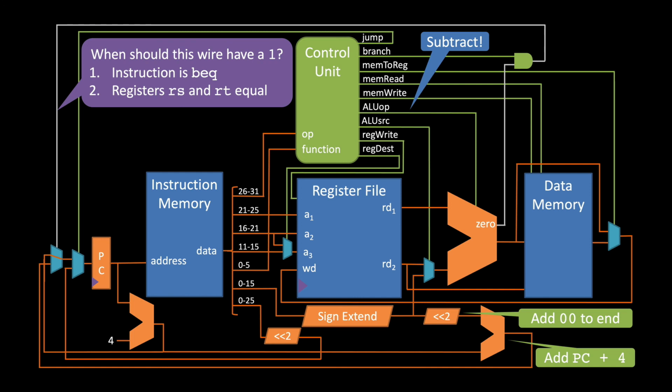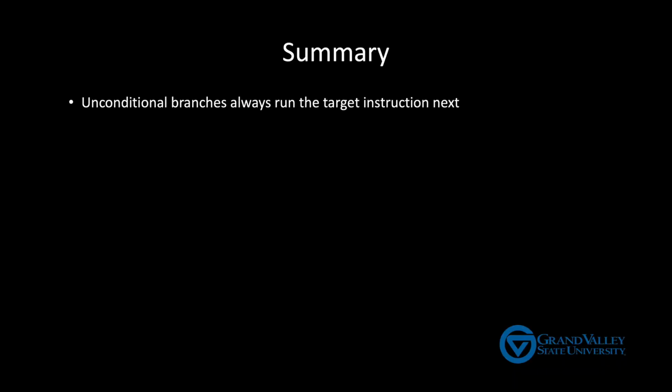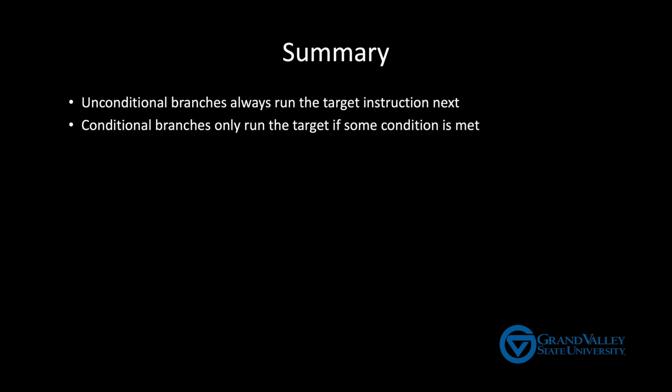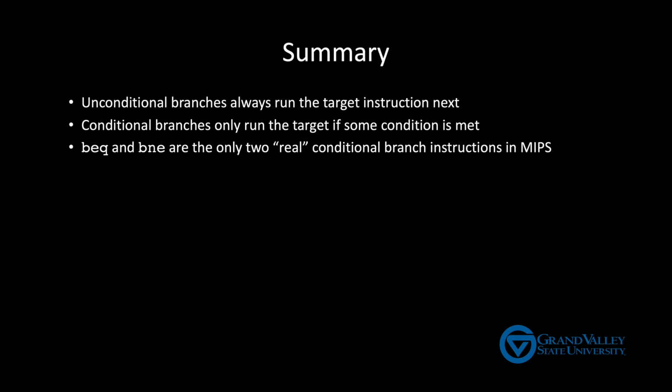So to summarize, remember there's two kinds of branches. Unconditional branches that always run the target instruction. In MIPS, this is a jump. And there's also conditional branches that only move to the target if some condition is met. In MIPS, there's only two of these conditional branches implemented directly in hardware, branch if equal and branch if not equal. All the other branch instructions are actually pseudo instructions.